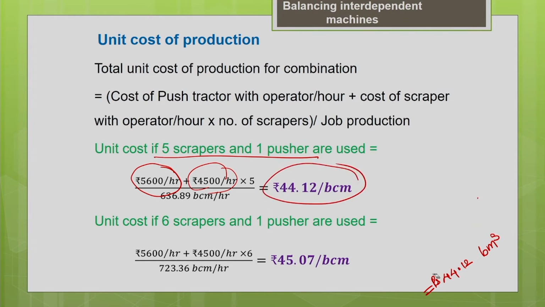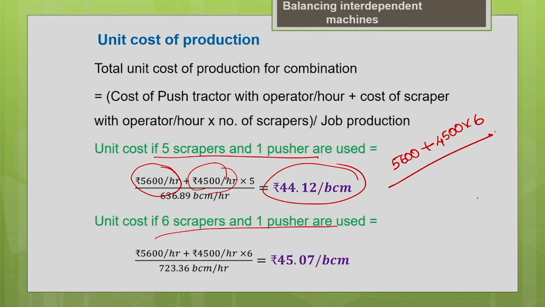Now let us estimate the unit production cost associated with 6 scrapers and 1 pusher. So the cost of 1 pusher is 5,600, the cost of 6 scrapers 4,500 multiplied by 6, divided by the productivity of this combination, which is 723.36 bank cubic meter per hour. So this gives you the cost as rupees 45.07 per bank cubic meter.